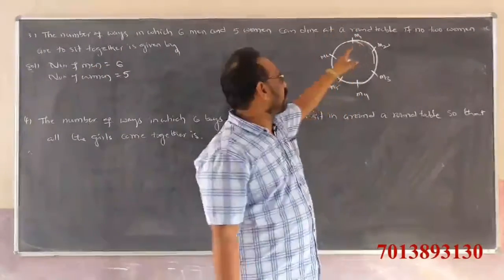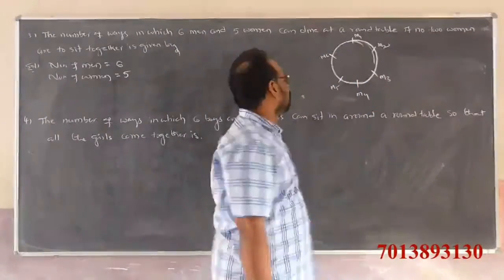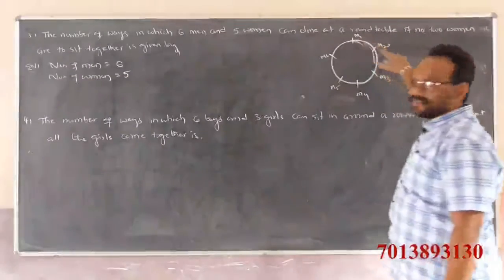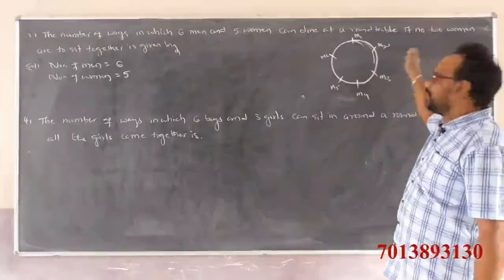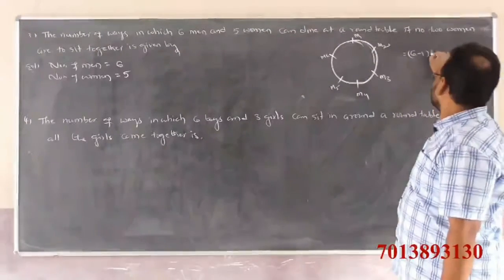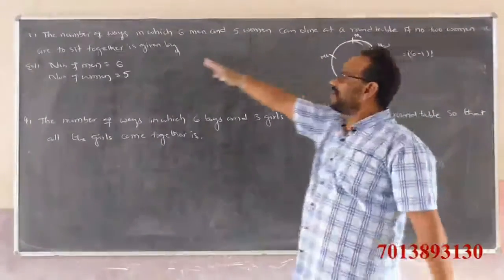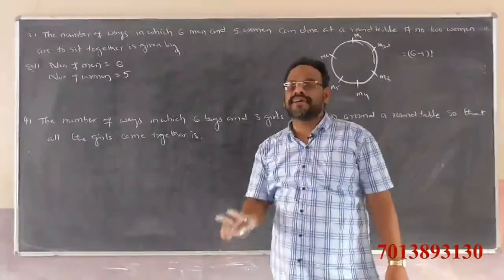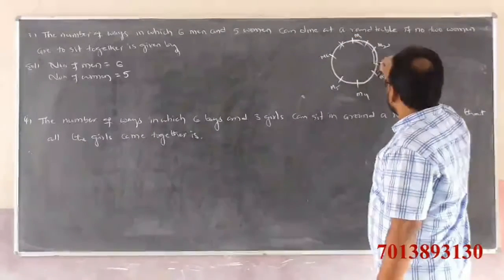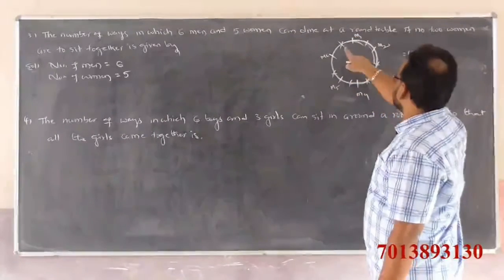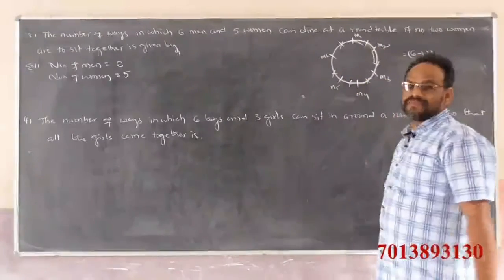First of all, the number of circular arrangements of 6 men. How many ways? The number of circular permutations of 6 men around a round table is clearly 6 minus 1 factorial. After that, they give one condition, that no 2 women sit together. So women must sit only in the gaps here. How many gaps? Clearly 1, 2, 3, 4, 5, 6. 6 gaps.